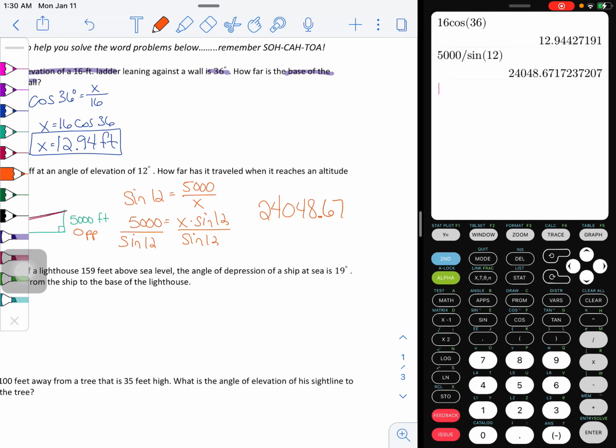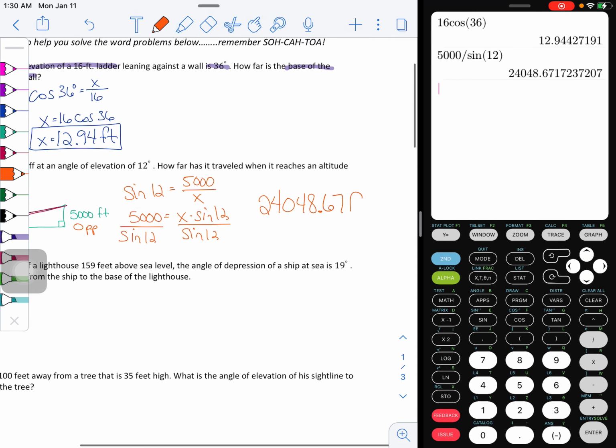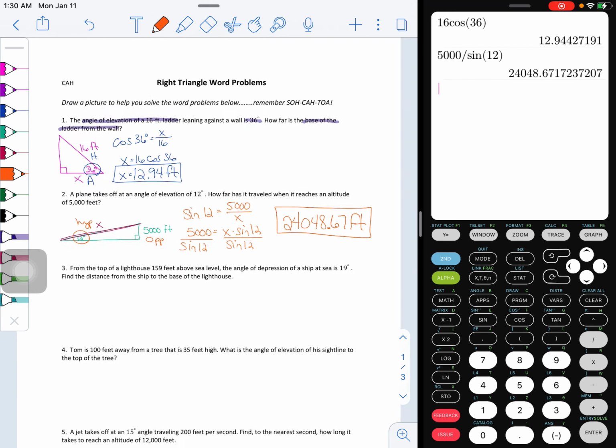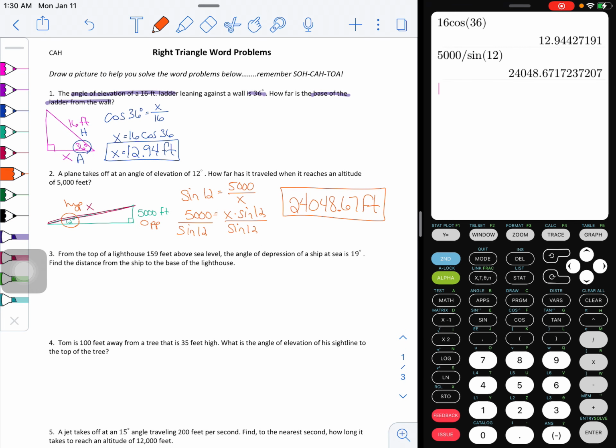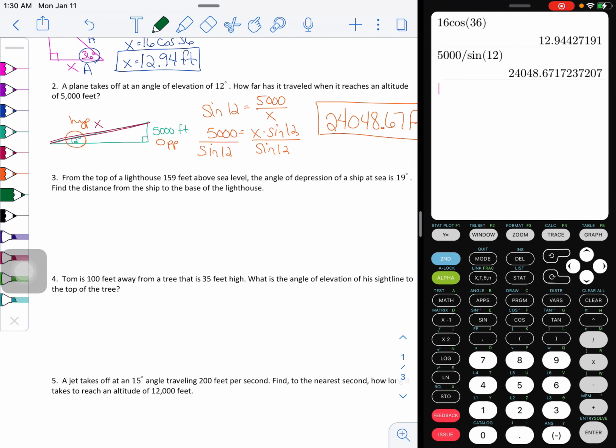24,048.67 feet. I don't think it says to round. It does not. Wanted to check my units there. All right, so problem number 2, all set up and done. All right.